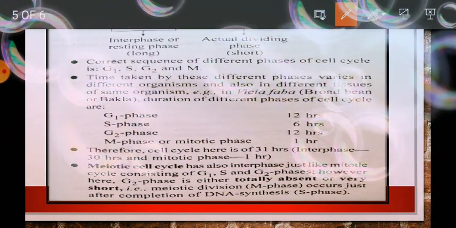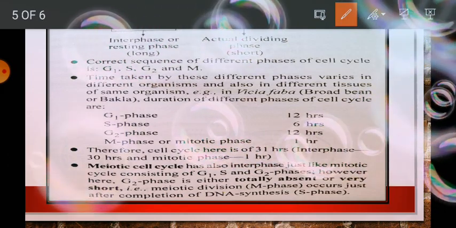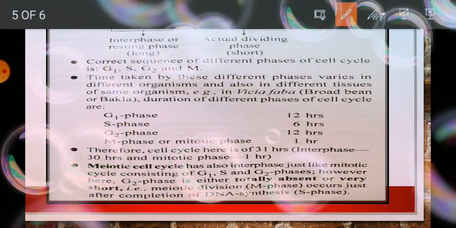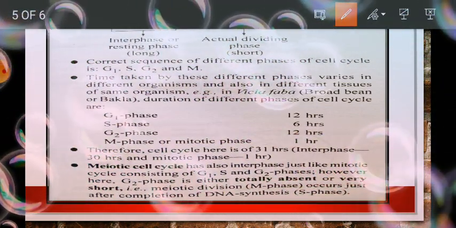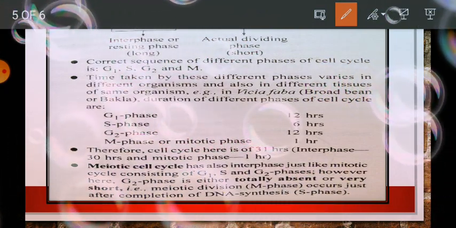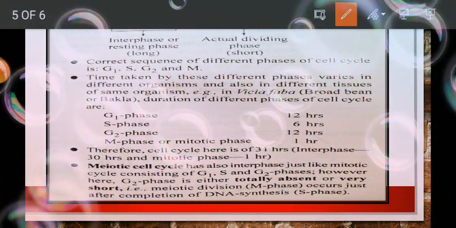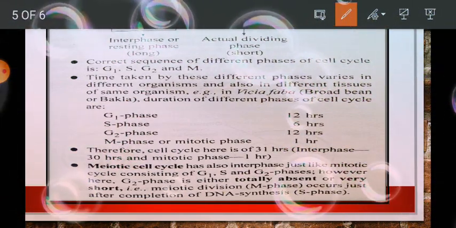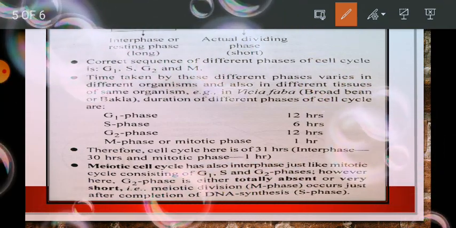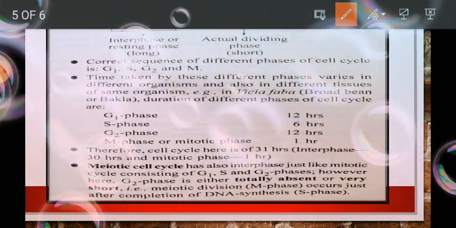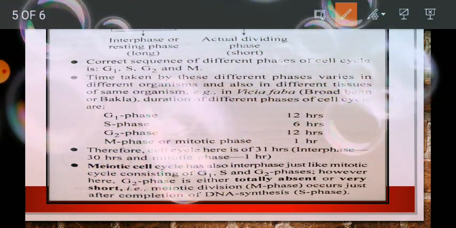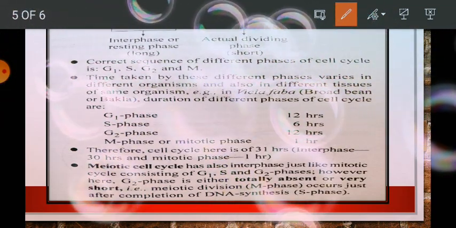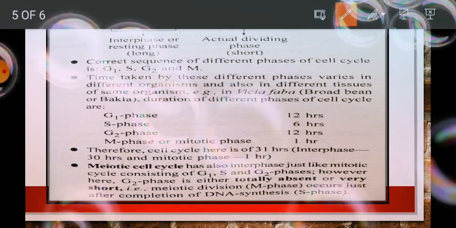Then we come to meiotic cell division, which also has interphases just like the mitotic cell cycle, consisting of the G1, S and G2 phases. However, the G2 phase is either totally absent or very short. The meiotic cell division, that is the M phase, occurs just after the completion of DNA synthesis, the S phase. In the case of mitotic cell division, it requires G1, S, G2 and M.